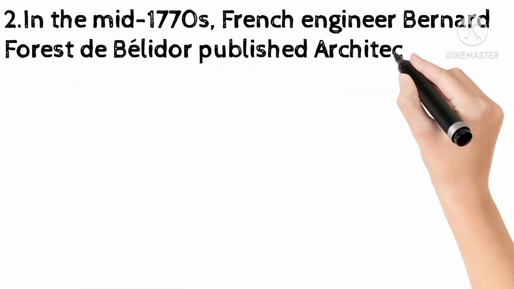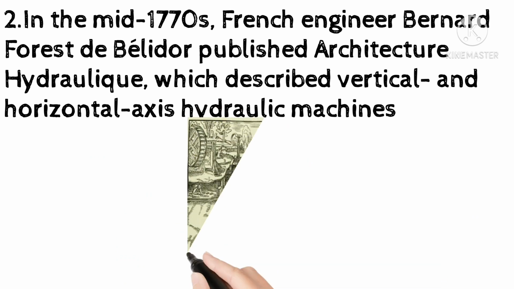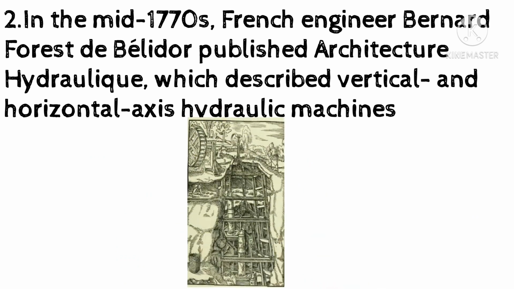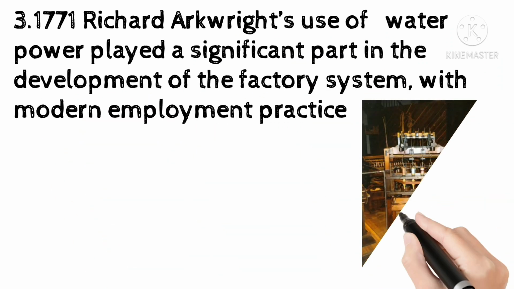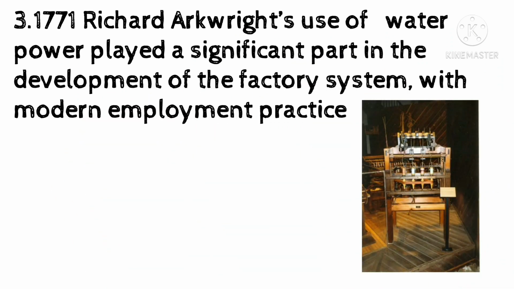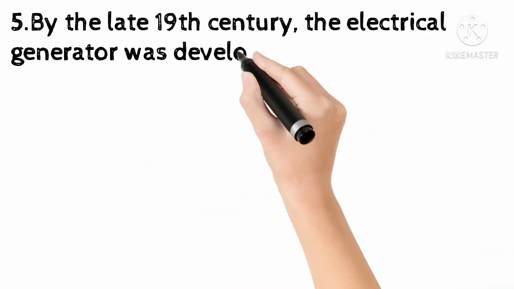In the mid 1770s, French engineer Bernard Forest de Bélidor published Architecture Hydraulique, which described vertical and horizontal axis hydraulic machines. They helped in the working of turbines in dams. In 1771, Richard Arkwright's use of water power played a significant part in the development of the factory system.